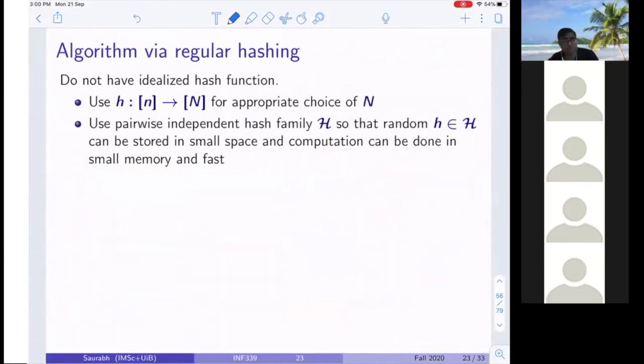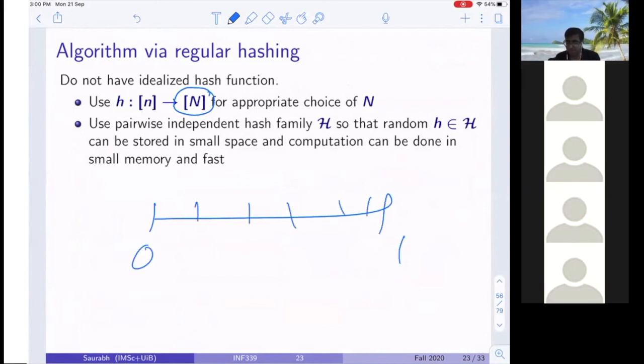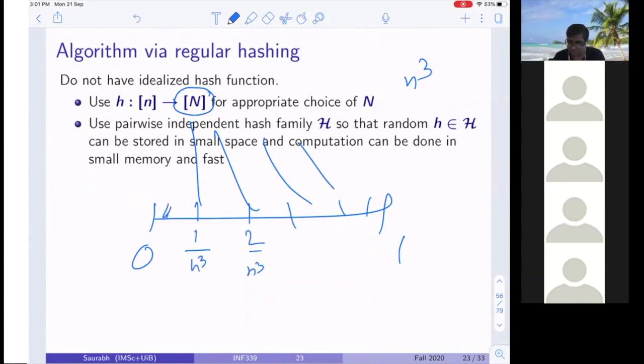But do we have idealized hash functions? In practice, what people actually do is that they take n to be large, and then they pretend that they have embedded this n into [0, 1], and it works very well in practice. This is an algorithm from '85, and this still works in practice. So you can simulate idealized hash functions by taking n large enough and mapping them somehow to [0, 1]. Like say n is n cube, then you map to 1 over n cube, 2 over n cube, and so on. So you make finer and finer partitions, and it works well in practice.